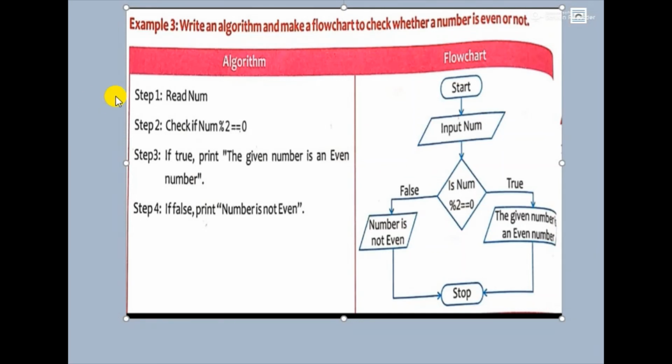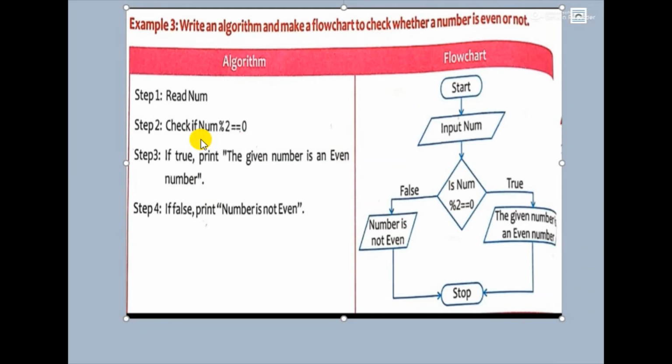So this is the algorithm which is used to check whether a number is even or not. The first step is read num. This step is used for input purpose, and num is the variable which will hold the number which we will input. The second step is check if num % 2 is equal to 0. Here this is the condition, and whether the number is even or not depends on this condition.